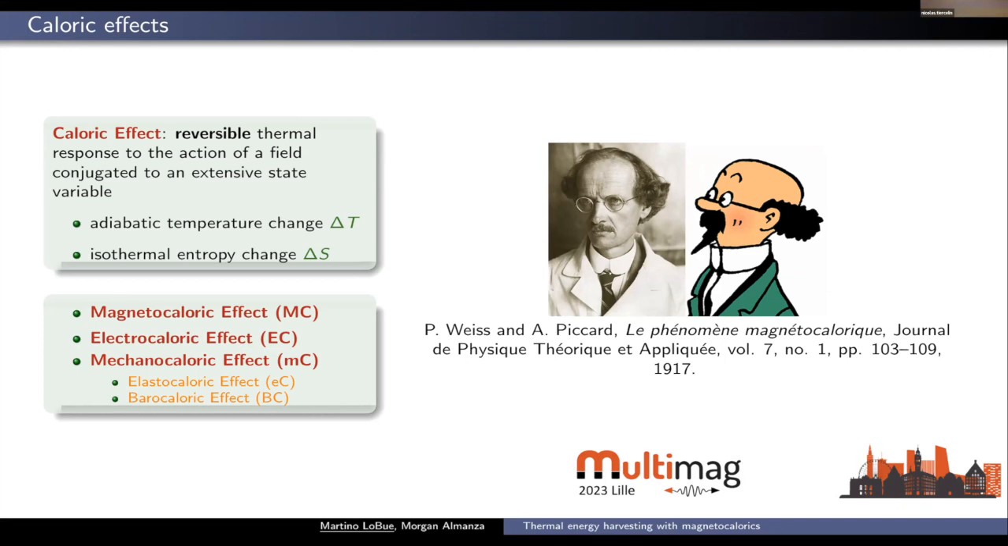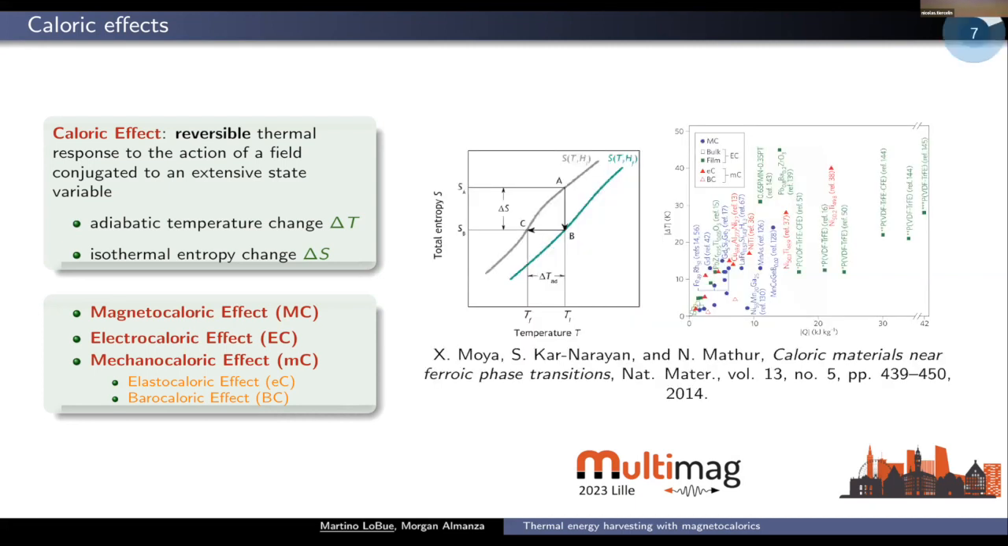Still, as I told you, the adiabatic delta T and the isothermal entropy change are the quantities that matter. So you can classify all the caloric materials on the basis of the heat they can exchange, or of the delta T they can reach under application of the field. And here in blue, you see most of the magnetocaloric materials, and in green, for instance, the electrocaloric ones.